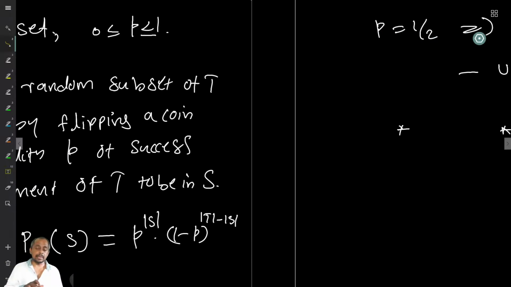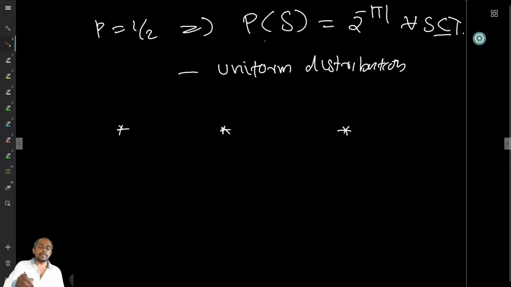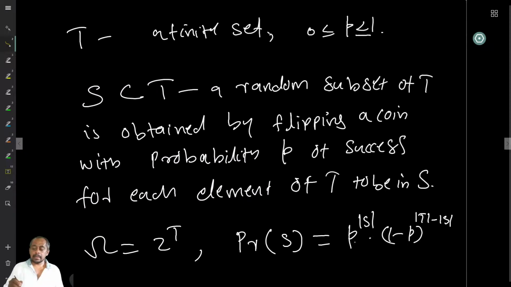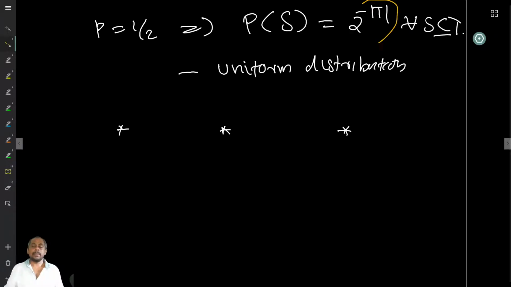Now, if P is actually equal to half, then the probability of S is 2 raised to minus cardinality of T, basically 1 by 2 raised to cardinality of T, for every subset of T, right? Because here half is raised to this, and 1 minus P is also half, so half raised to this times half raised to this is half raised to cardinality of T, which is 2 raised to minus cardinality of T. So for every subset, you have equal probability of happening, right?